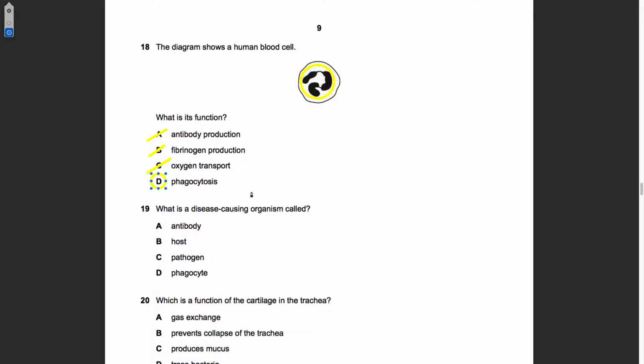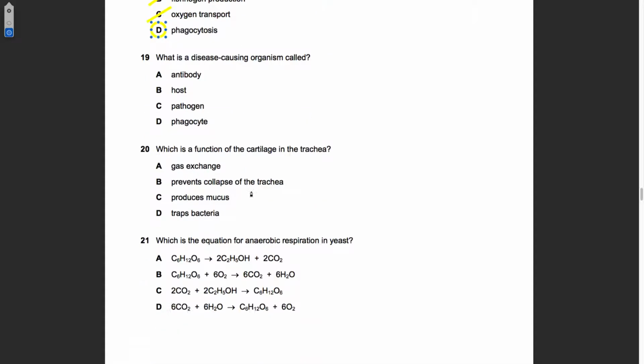A disease-causing organism is called a pathogen, all right? Antibody is what we make against pathogens. The host is us. If we're infected, we're the host. We're hosting, not a nice party, but unfortunately we're hosting the pathogen. And a phagocyte, I've just mentioned in the previous question, is a type of white blood cell that carries out phagocytosis. So C is our answer.